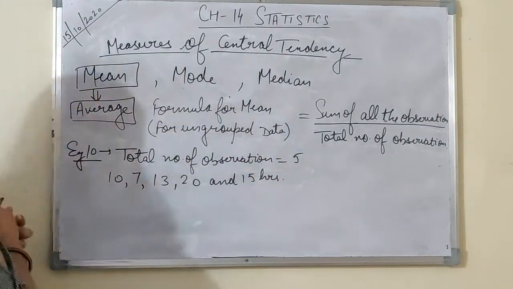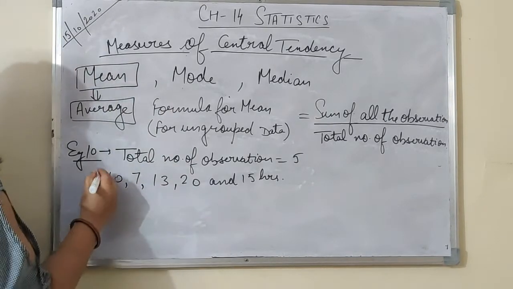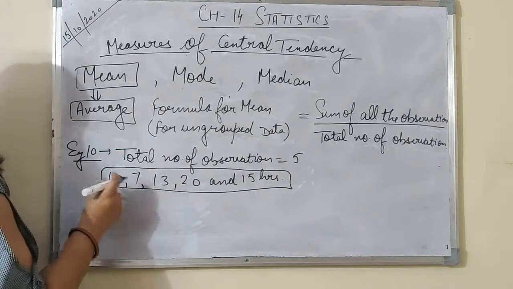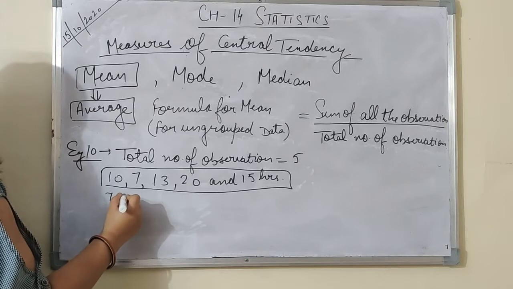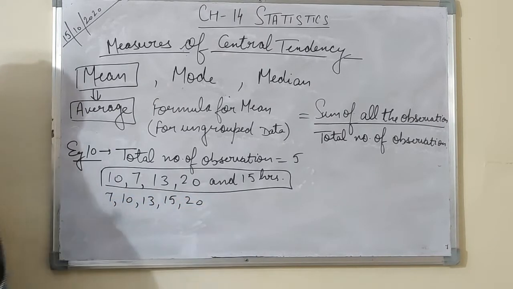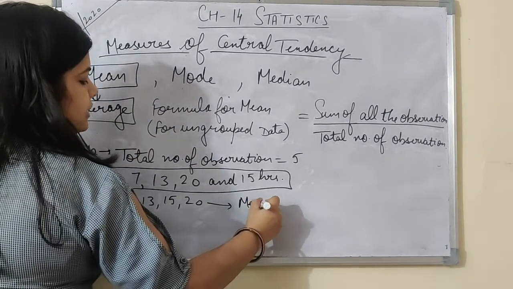First, we will arrange our given observations in ascending order. If we arrange it in ascending order, what will we get? 7, then 10, then 13, then 15 and then 20. Now we have to find the mean for this data.